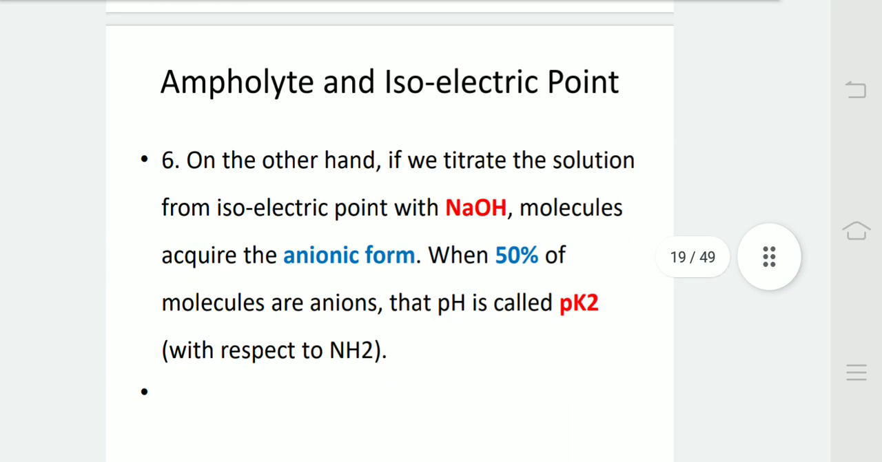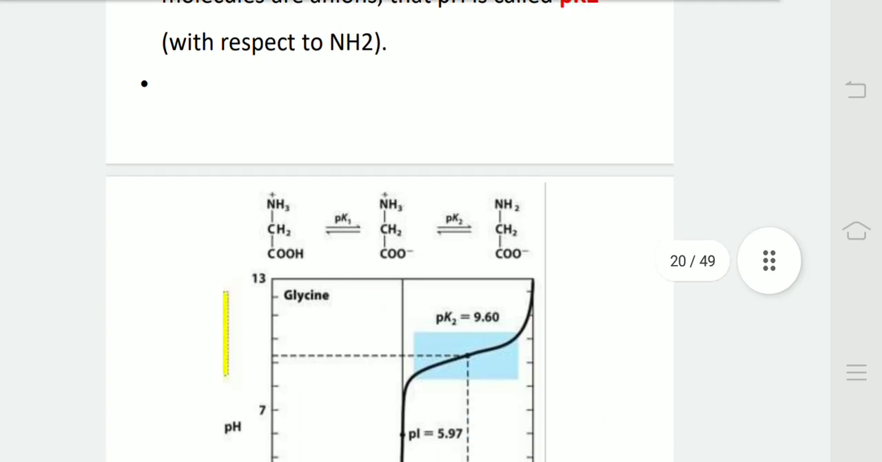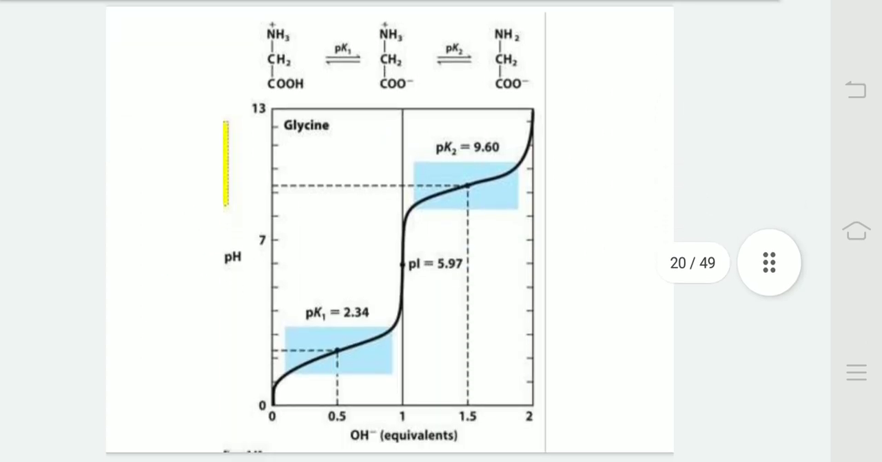On the other hand, if we titrate the solution from the isoelectric point with NaOH, molecules acquire the anionic form. When 50% of molecules are anions, that pH is called pK2, that is with respect to NH2. In the graph, we can see that glycine has a pK1 value of 2.34 and a pK2 value of 9.6.